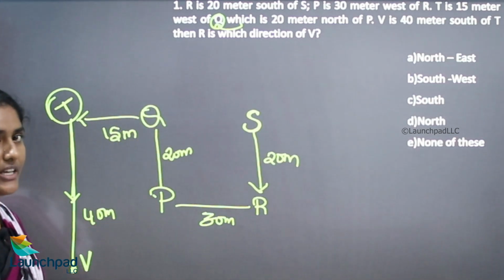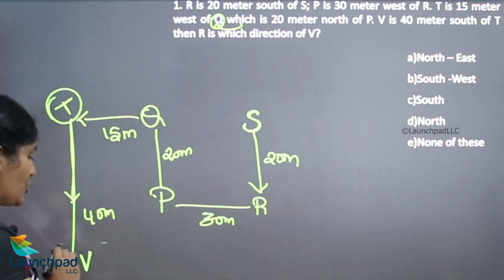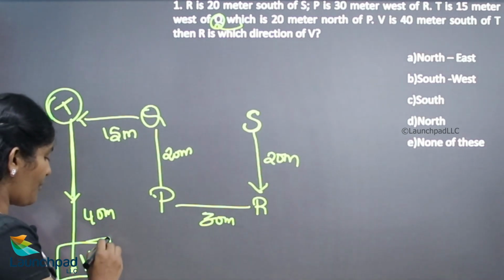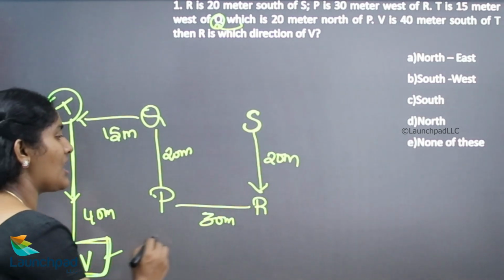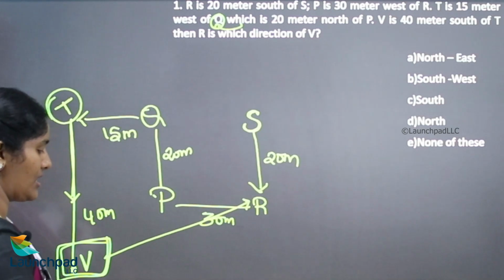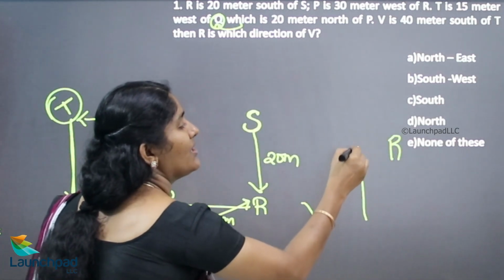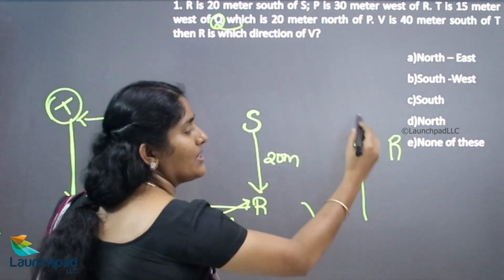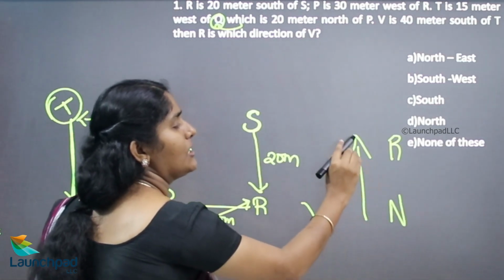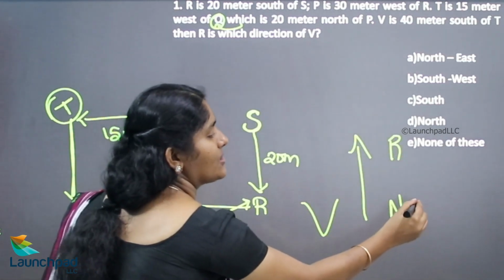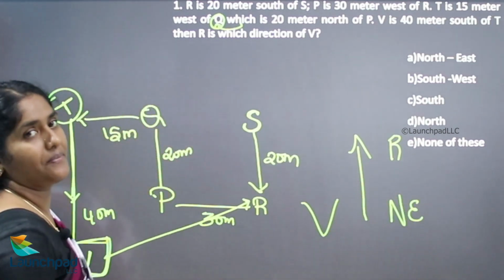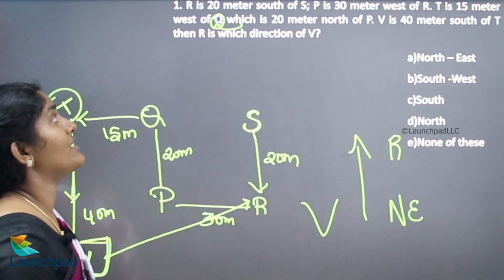Now your question is: R is in which direction of V? According to this, from V, the direction of R is which direction? From V, R is located above, towards above. So towards above means north, and it is a little bit slanting right, so it is called northeast. Okay, we'll move on to the next question.